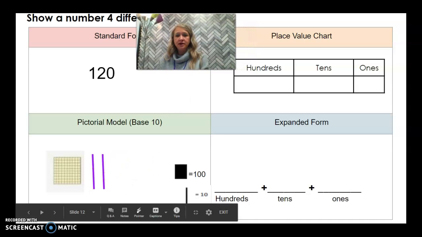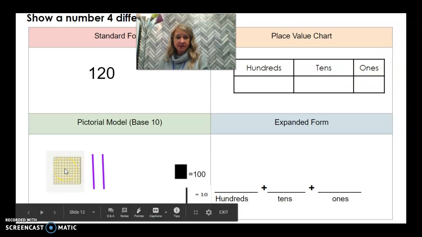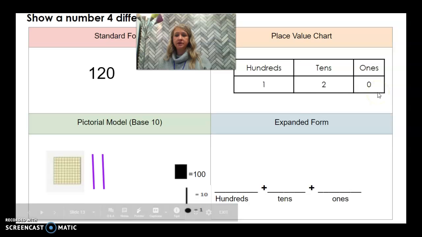Now let's put it in the place value chart. How many hundreds did I draw? 1. How many 10s did I draw? 2. How many 1s did I draw? 0. Very good. So you have 100, 2 10s, and 0 1s.